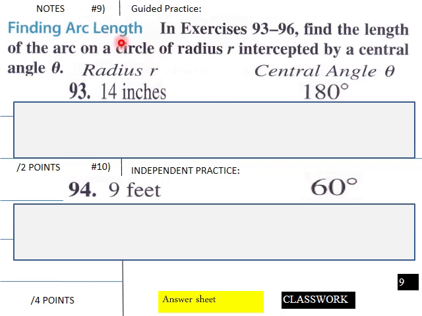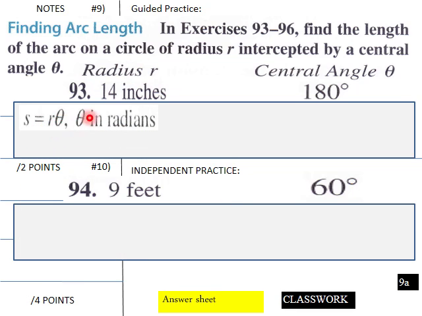Okay, let's get into our guided practice. Find the length of the arc on a circle of radius r intercepted by central angle theta. We have a radius of 14 and a central angle of 180, and then down here a radius of 9 and a central angle of 60. Students, that is your independent practice. We're going to do our guided practice now in class.